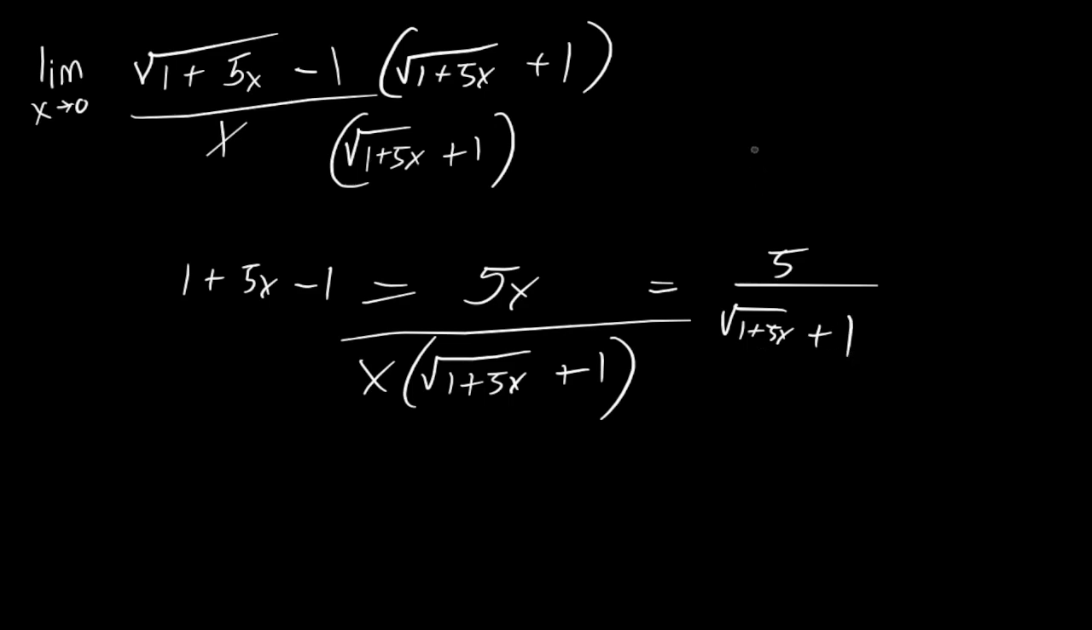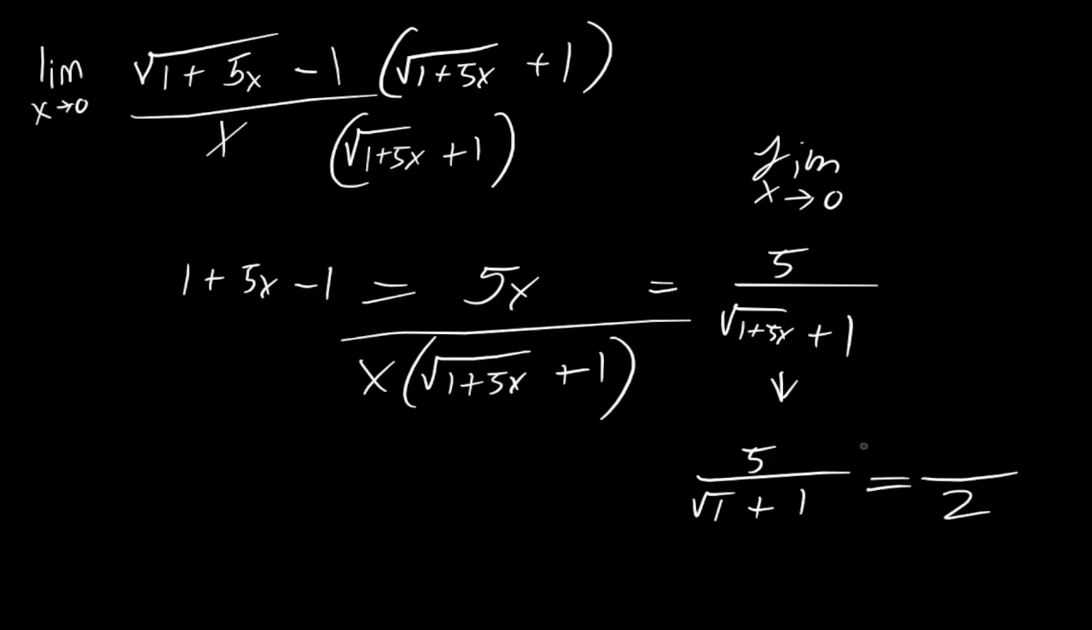So now, if we get our limit, which is x approaching 0, we can plug in our limit now. And then we get 5 times 0, which is 0. And then essentially we just get the square root of 1. So 5 over the square root of 1 plus 1. Now the square root of 1 plus 1 is 2. And just bring the 5 over. And that is our answer.